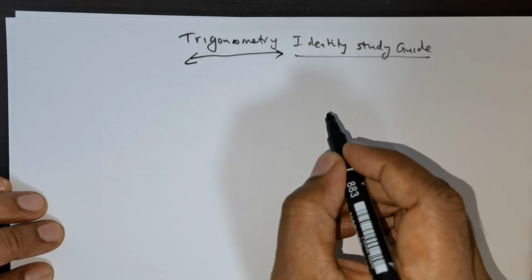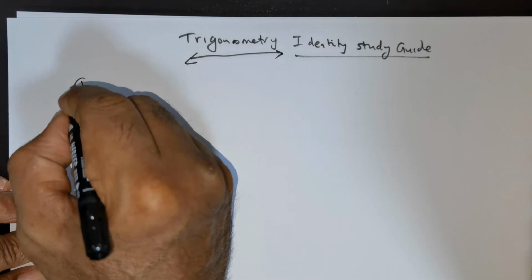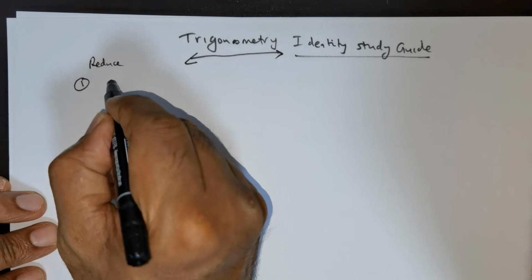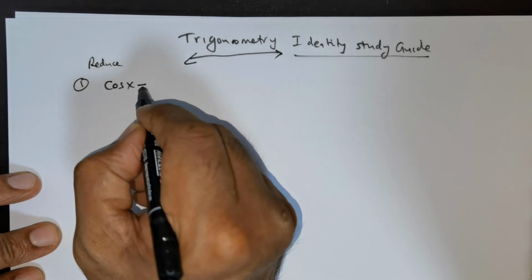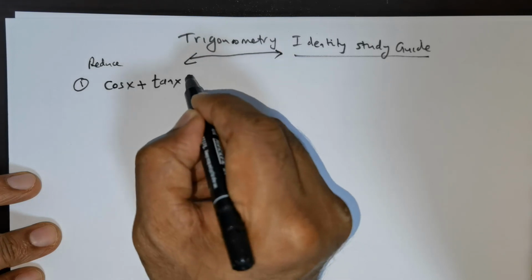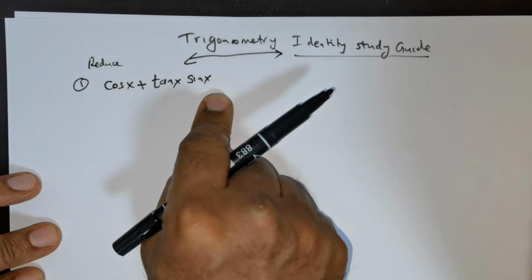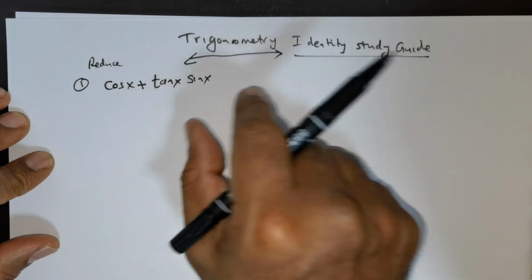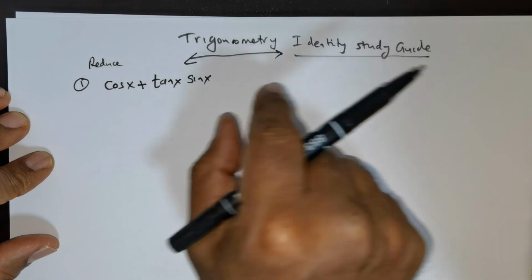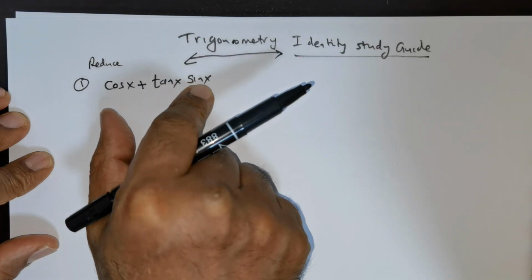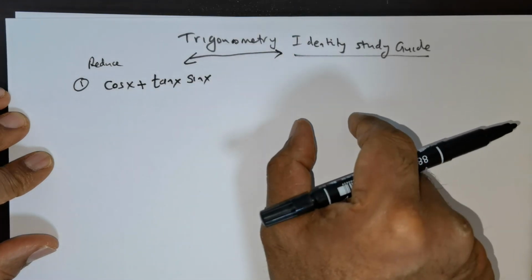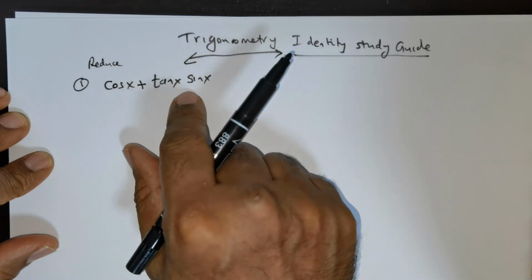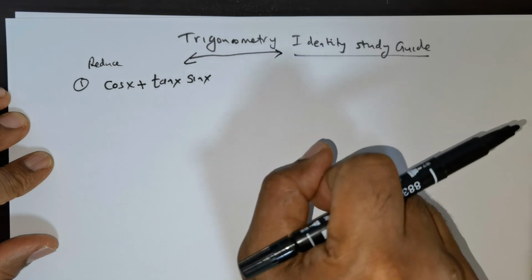So let's start. First question, you are supposed to reduce, and the question given is cos x + tan x times sin x. So this is the expression given, and you will have to reduce this and you will get a result. So this expression which is given results in the value that we would be producing. So thereby we would establish an identity.